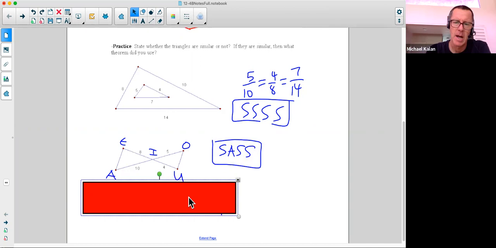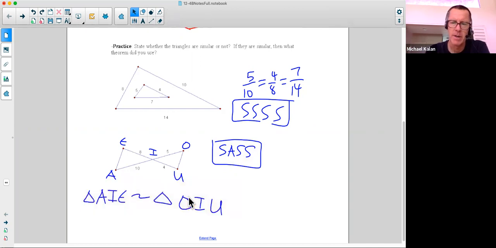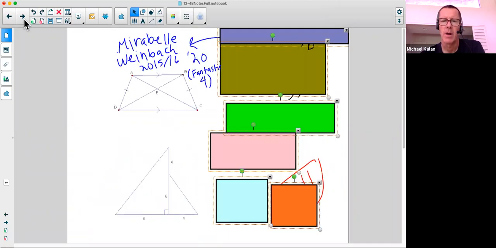What in the world do I have down here? Oh, I'm just identifying what the triangles were. Triangle AIE similar to triangle OIU. So you have to make sure you get those corresponding, right? The A corresponds with the O, the I corresponds with the I in this case, and the E with the U. All right, moving along.